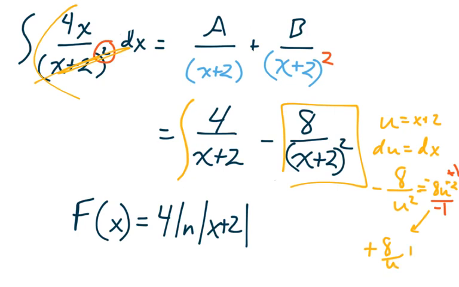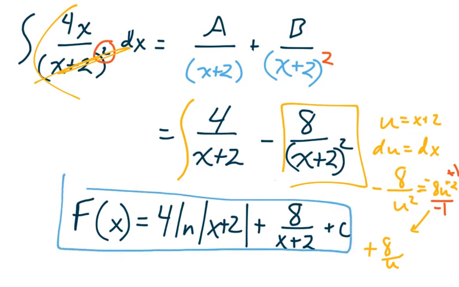And really, since u is equal to x plus 2, I'll be able to fill that back in for my final answer here. So it's +8 over u, but again, u is x plus 2. Don't forget your plus c. All right, so final antiderivative is 4 ln of x plus 2 plus 8 over x plus 2 plus c.